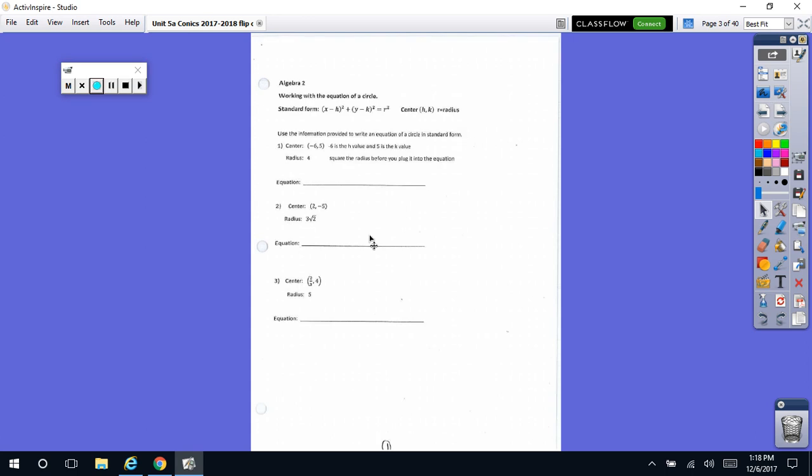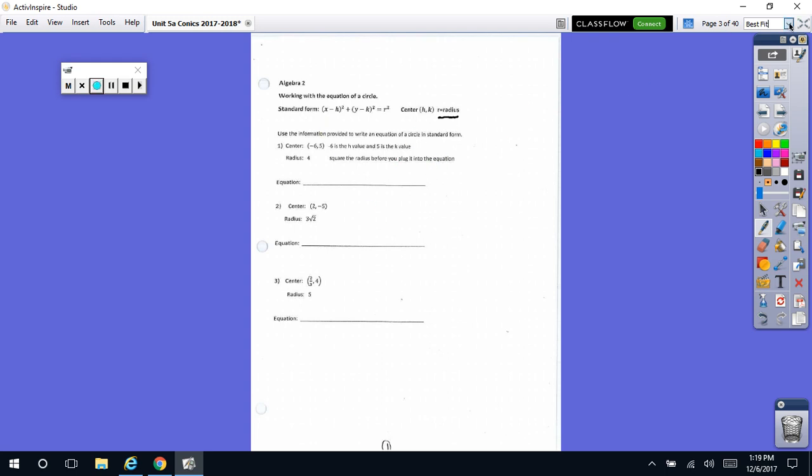Okay, we are starting to learn about circles. The biggest thing we need to remember about a circle is the radius. Remember, the radius is half of the circle, so from the center out. So if you know the center and you know the radius, you should be able to sketch a picture of the circle.